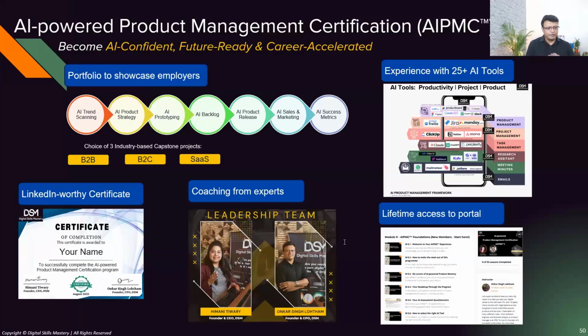Now, after completion of AI PMC training in 12 weeks, you will end up with a portfolio that you can showcase to your employers. You might have either picked up B2B, B2C, or a SaaS product as per your liking. You'll have that. You'll have hands-on experience of working with 25 plus AI tools. You'll have a LinkedIn worthy certificate. You will get the coaching from your experts. One of the persons was asking how to transition from the current role that they are in into an AI based product role. That is where we come in and help you as experts, and you have, as I said, lifetime access to the portal where all the information and the learnings are there for you.